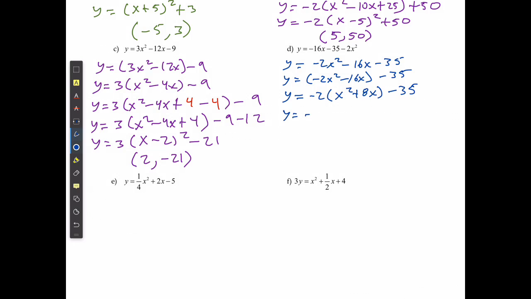Y is equal to negative 2 bracket x squared plus 8x plus the number I solved for minus the number I solved for, and then minus 35. Well, half of 8 is going to be 4, and 4 squared is going to be 16.